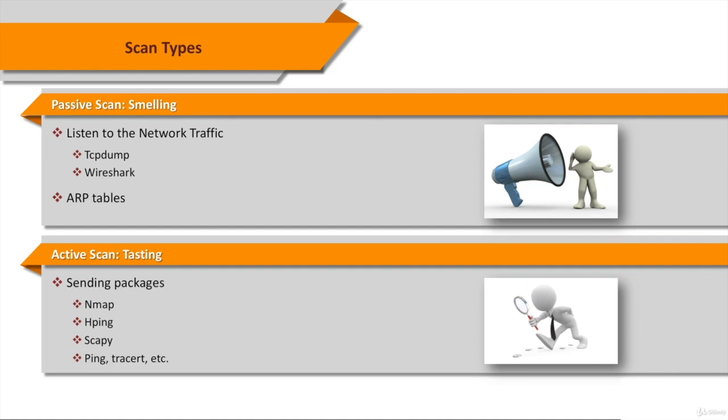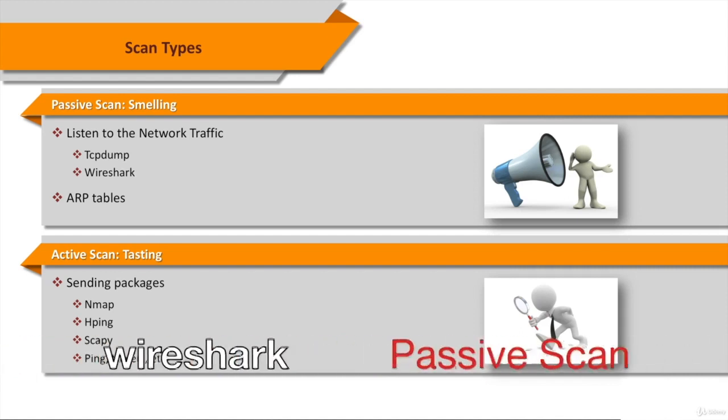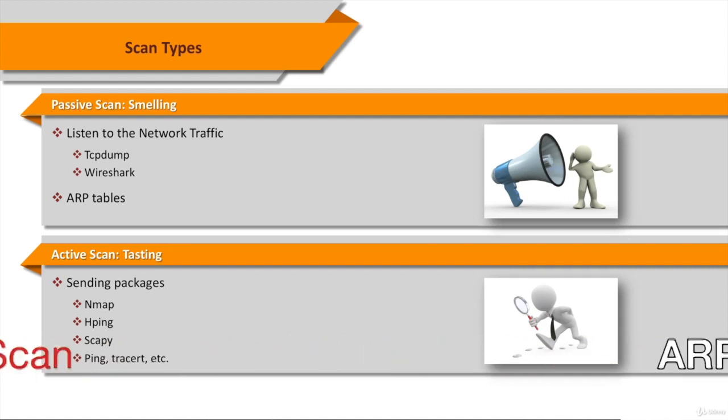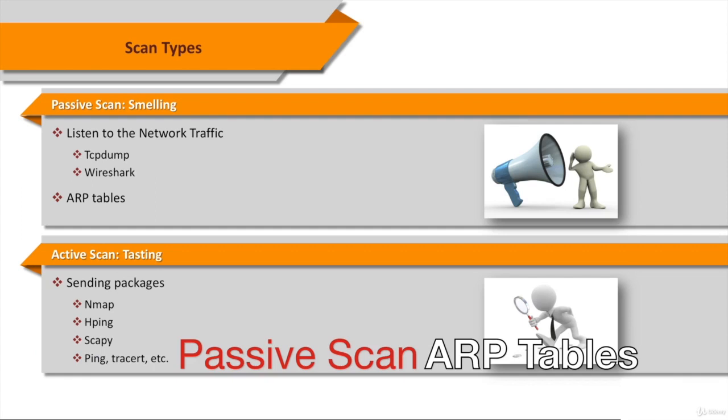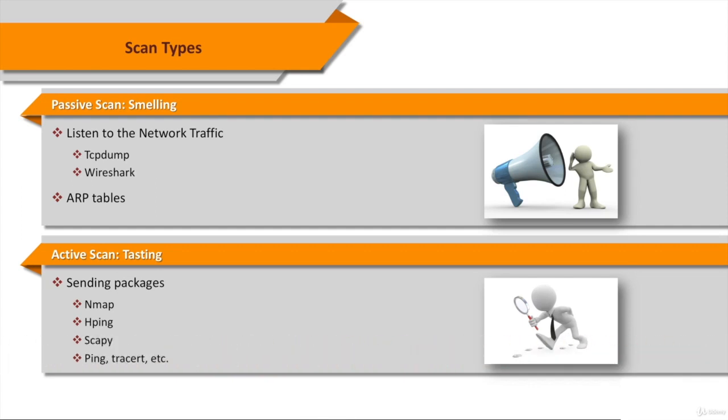In this regard, you don't directly contact target systems. Just by watching a network's traffic flow, passive scanners can deduce a large amount of information about the communicating systems. You can use tools such as tcpdump or Wireshark to monitor network traffic. Looking at the ARP table in a computer which is connected to the network is another example of passive scanning.